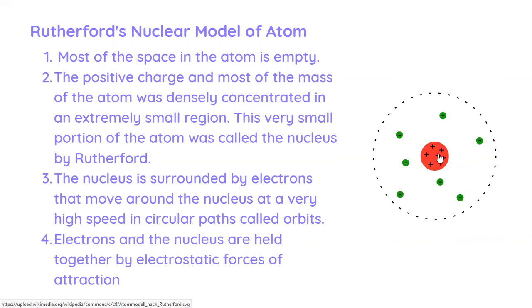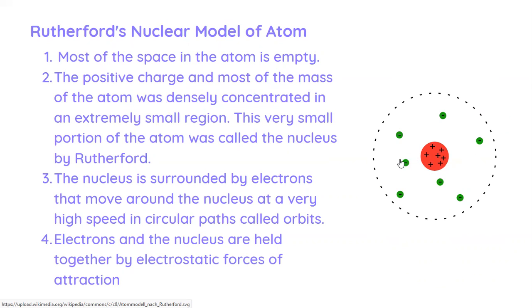Because you had the two observations, which he noticed, that there were slight deflections and a very small amount deflected straight back, he said that the positive charge and most of the mass was concentrated in the center, and this particular area is also called the nucleus. The nucleus is surrounded by electrons, and they move at very high speed in circular paths called orbits.